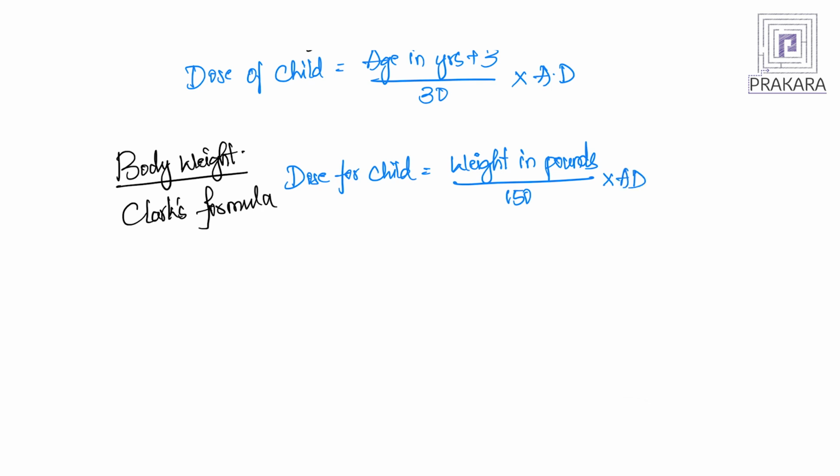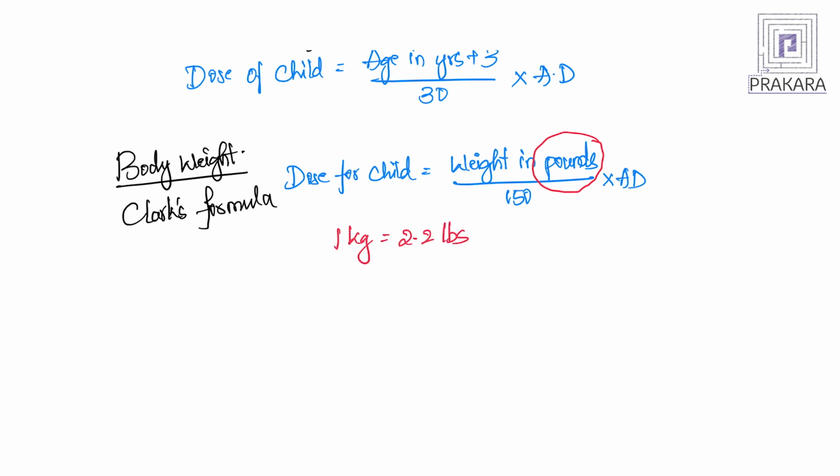Here you have to remember that the weight is given in pounds. So you should know how to convert kgs to pounds, because we use the metric system. In India we use the metric system, so everything will be in kgs. So how do we convert it? 1 kg is equal to 2.2 pounds.